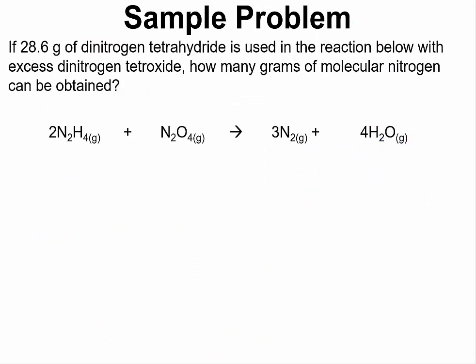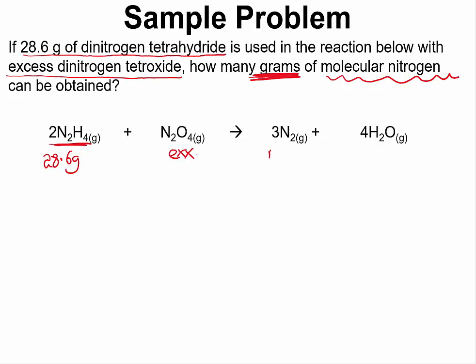Let us solve another problem that is similar to what we just did. If 28.6 grams of dinitrogen tetrahydride is used in the reaction below with excess dinitrogen tetroxide, how many grams, which means we want to find the mass of molecular nitrogen, can be obtained? So we want to know the mass of this.